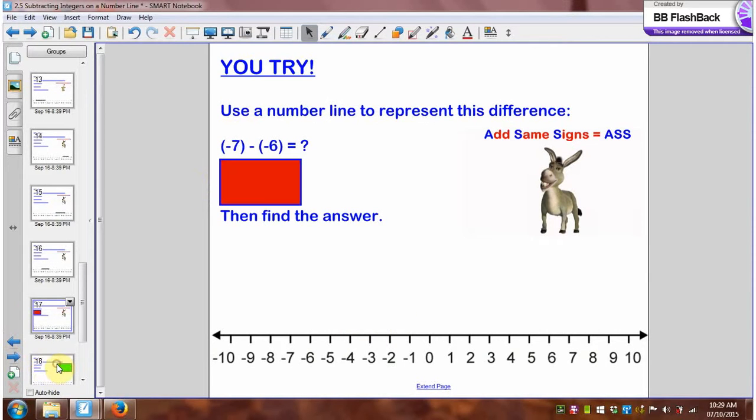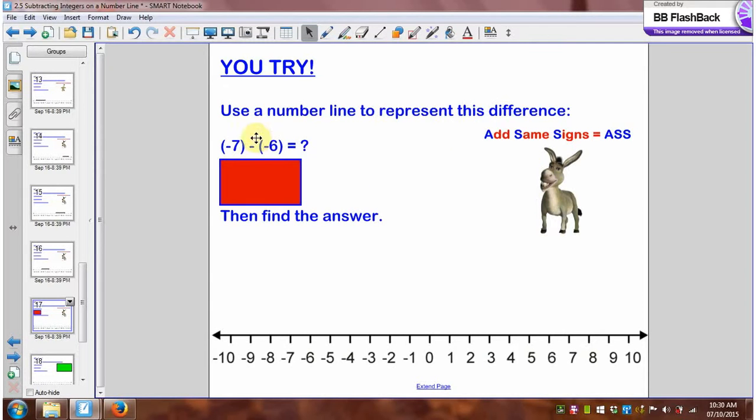And the very last one that you guys will try is this one. Negative 7 minus negative 6. So just pause it, try it on your own, see what you get for an answer, and when we come back, we'll correct.